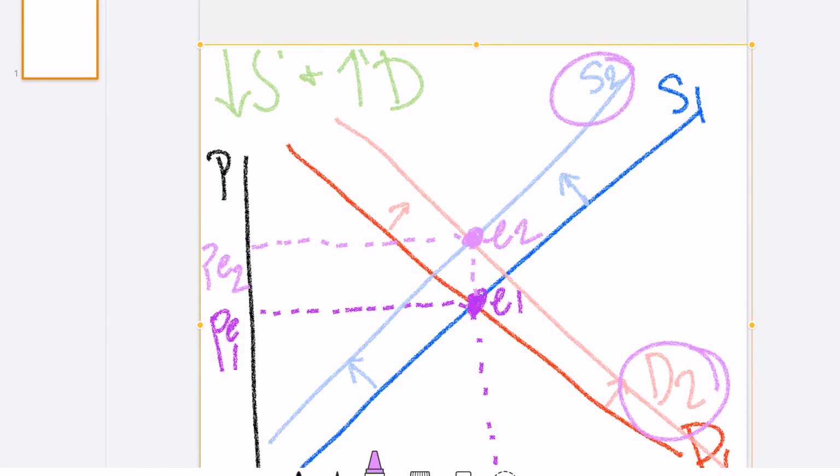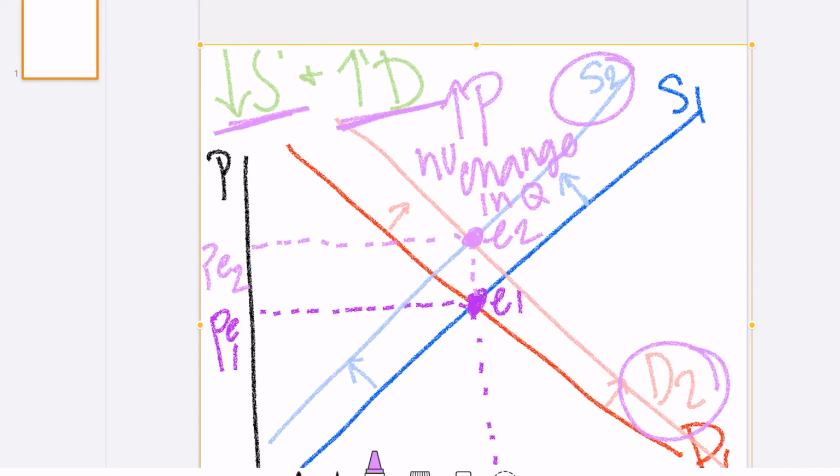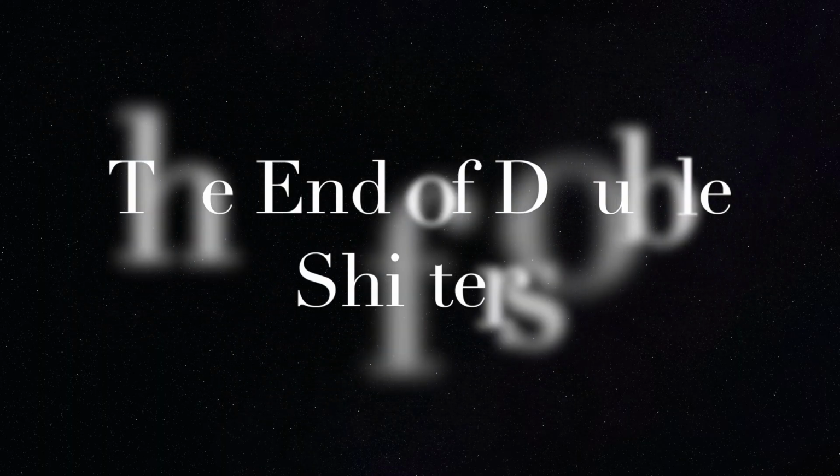So at the end of the day, price will increase, no change in quantity, and this is for a decrease in supply and an increase in demand. So this is another double shifter.